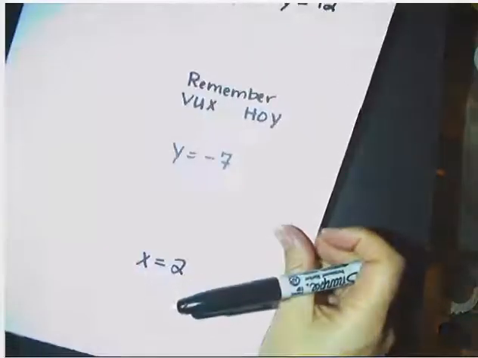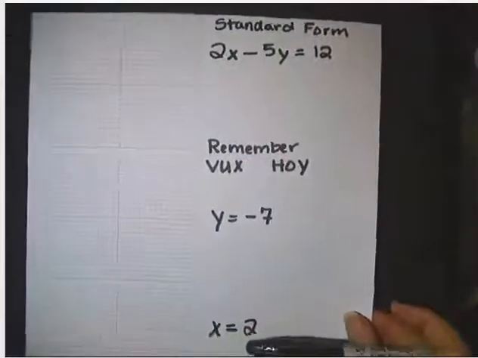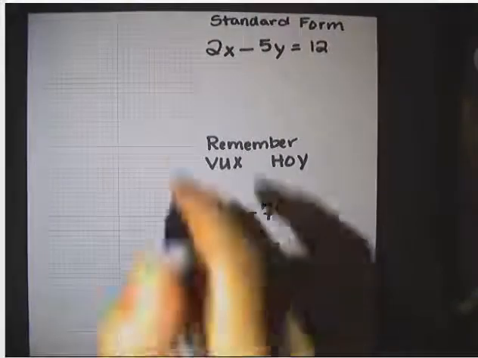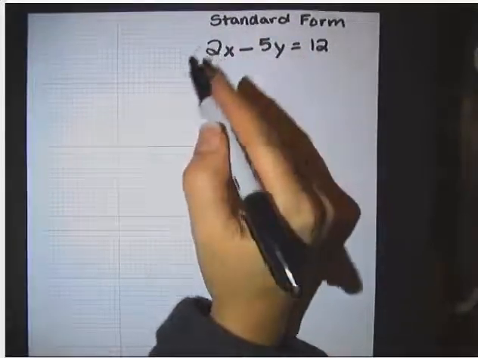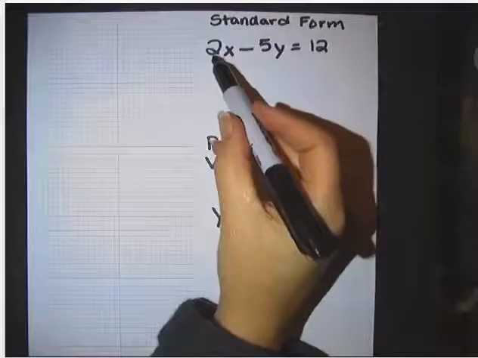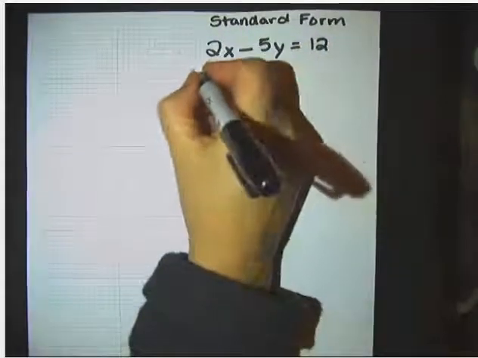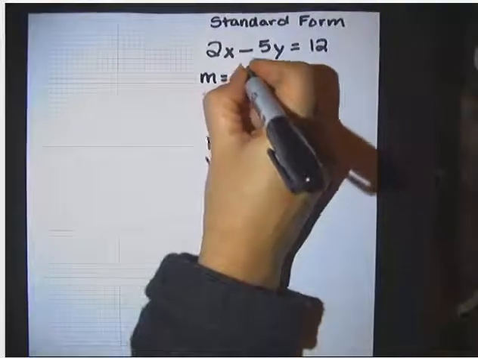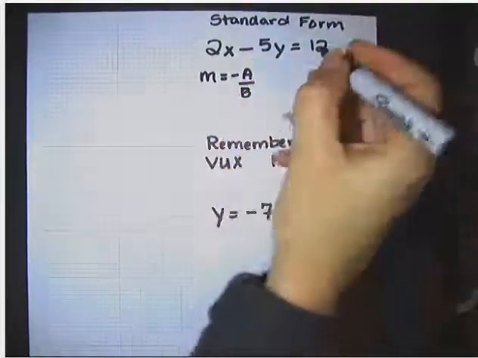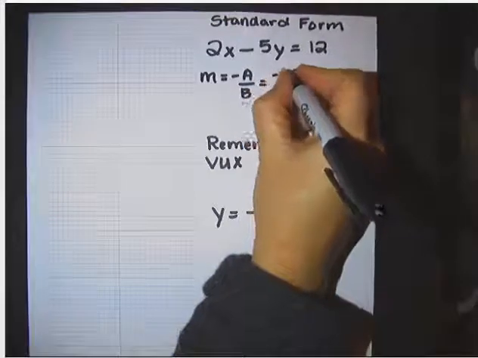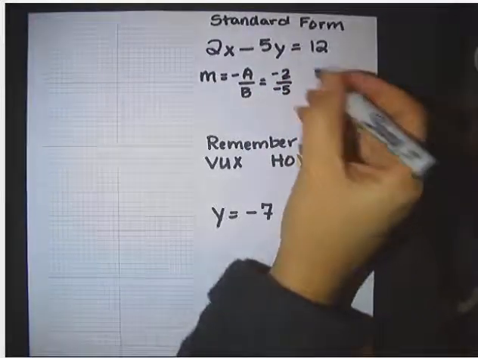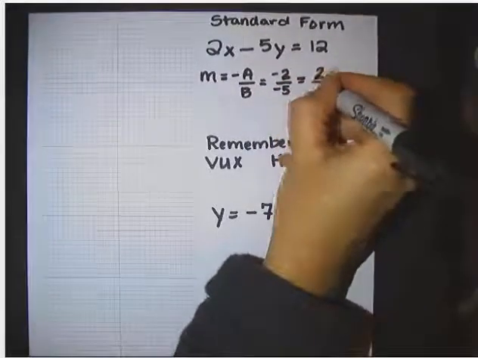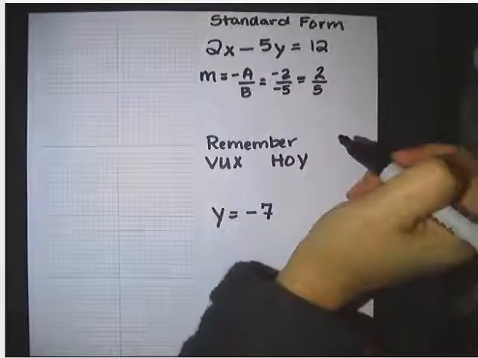Alright, moving on. Standard form. If you have a line in standard form, remember standard form is ax plus by equals c, where a, b, and c are going to be integers, so your x and y are on the one side of the equation together. And when you have it written that way, your slope is always going to be the opposite of a over b. So in my problem here, I have the opposite of 2, -2, over b, and b is -5. -2/5 is also 2/5. So I'm going to rise and run 2 and run 5.